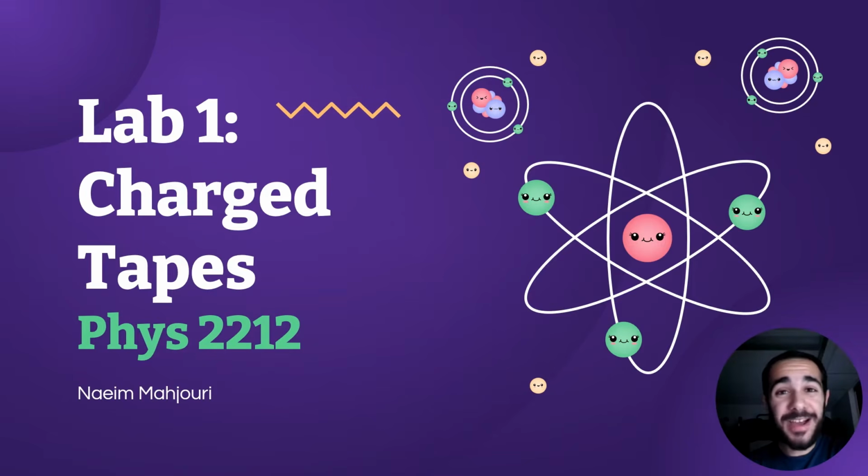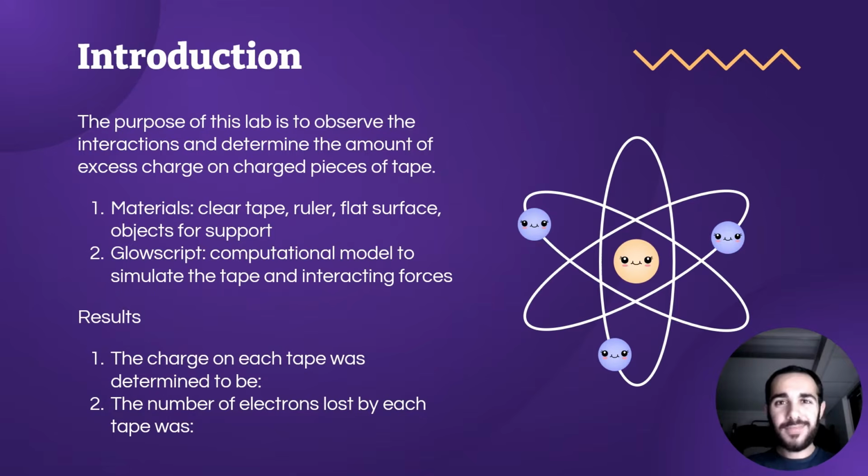All right, so after a short break from Physics 1, we're back at it with Physics 2, starting off with Lab 1, charge tapes. So what is this lab all about? Well, the main purpose of this lab is to observe the interactions that occur between two electrically charged pieces of tape. And from these interactions, we want to determine how much excess charge has accumulated on each of these tapes.